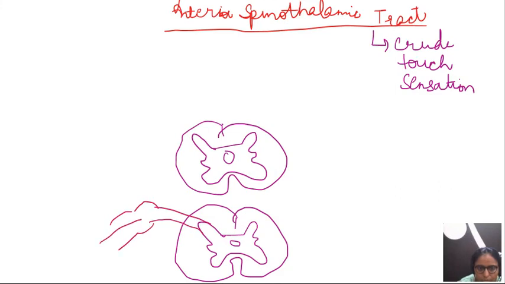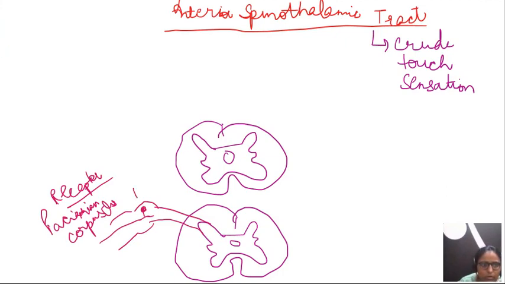From here, what are the receptors? The receptors for crude touch are the Pacinian corpuscles. So these are the receptors. From here it will go to the dorsal root ganglion. Here it forms the first order neuron, right? Let me draw it with another pen. So in the dorsal root ganglion, your first order neuron will be formed.